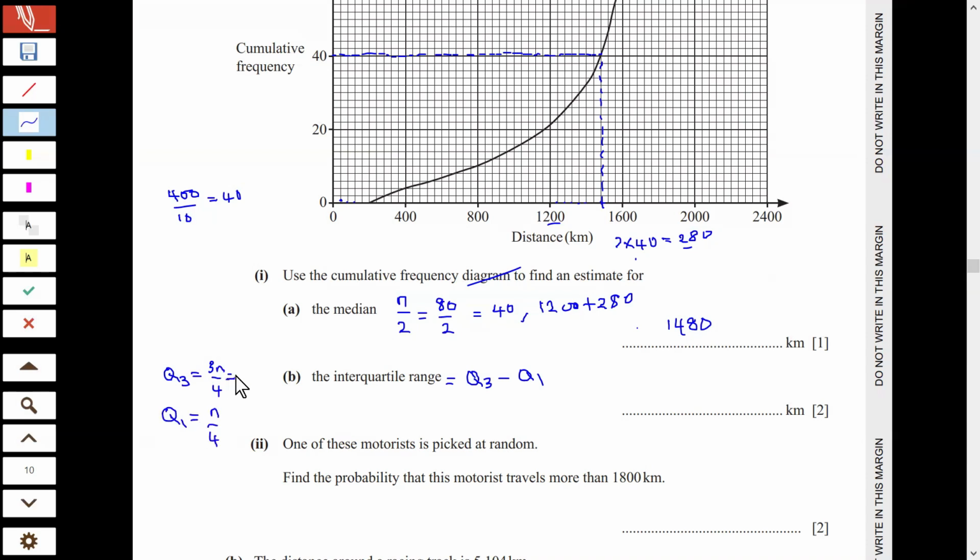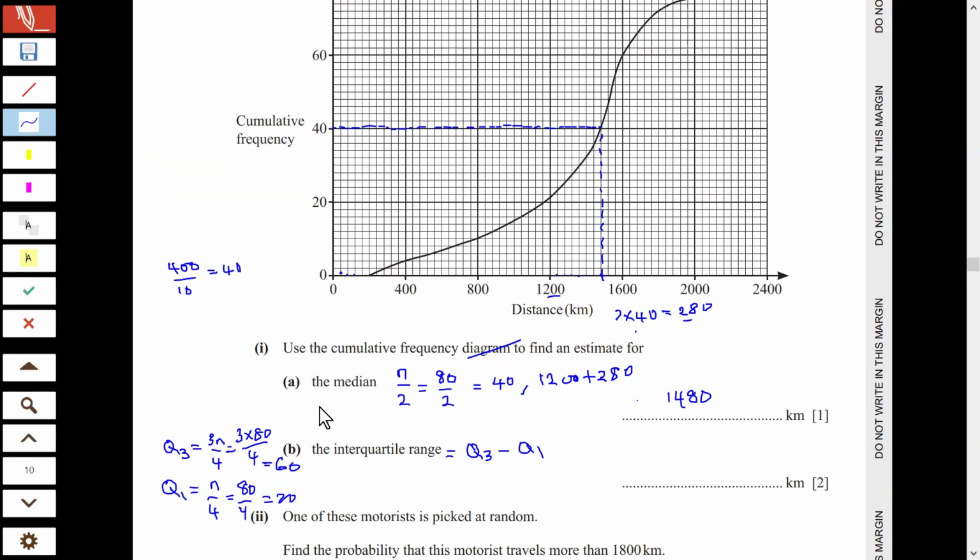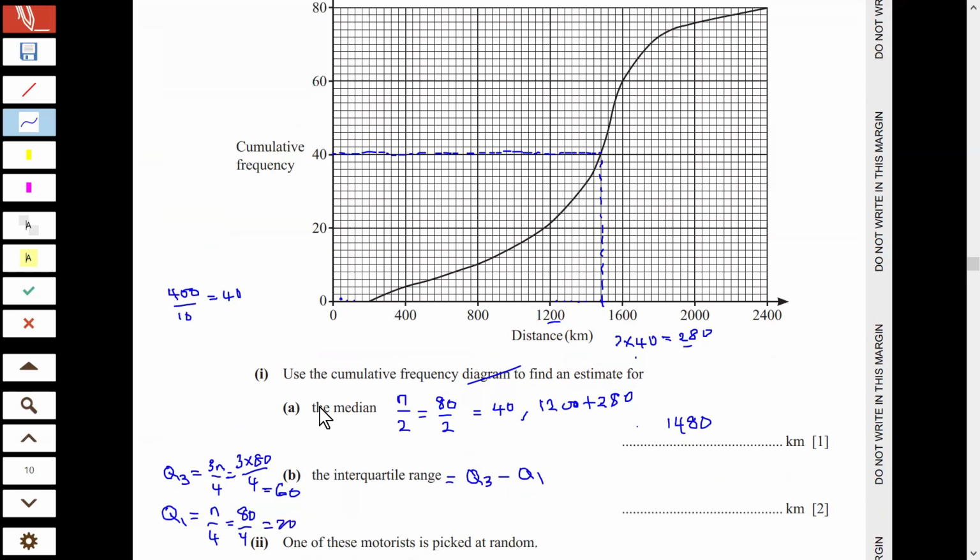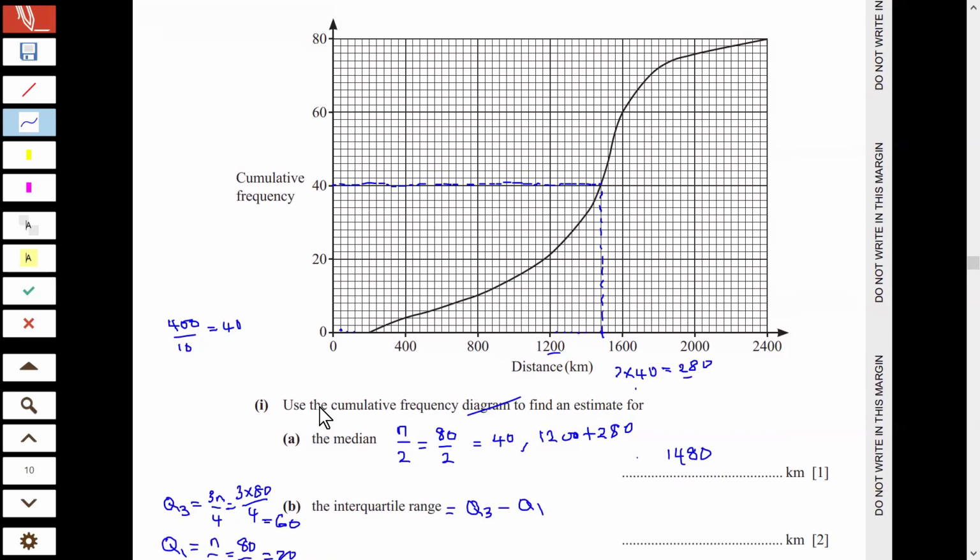Now, 3n over 4 is just multiplying 3 by the total motorists, which is 3 times 80 over 4, and that gives us 60. n over 4 is just 80 over 4, and that is equal to 20. So we're going to trace all this on the graph now. We trace Q3 as 60, and then Q1 as 20. If you trace Q1 first, let's say this is Q1, I'm going to trace this to the curve.